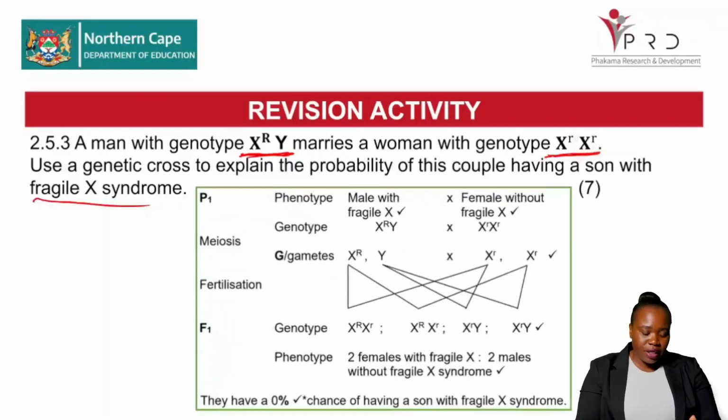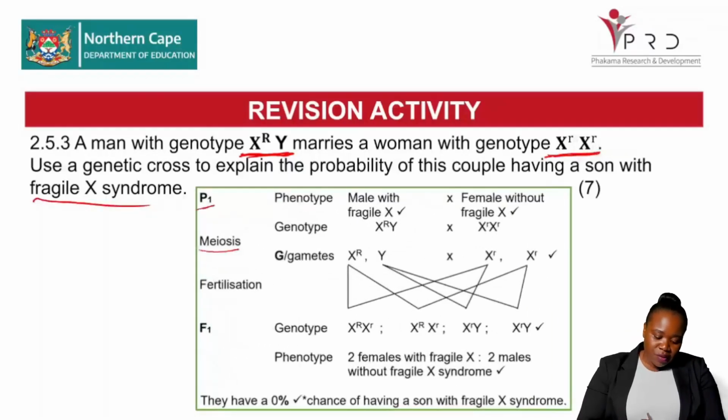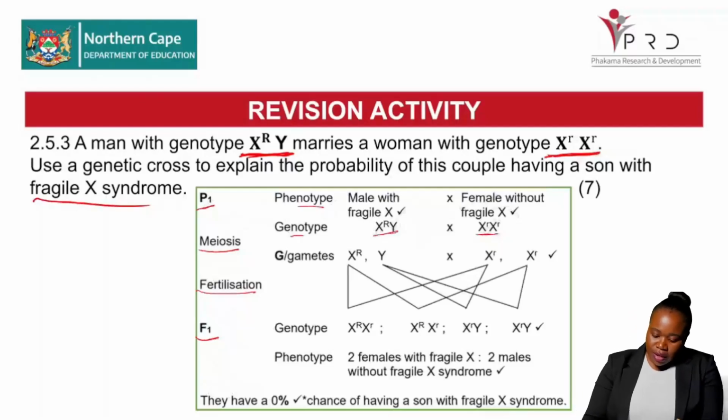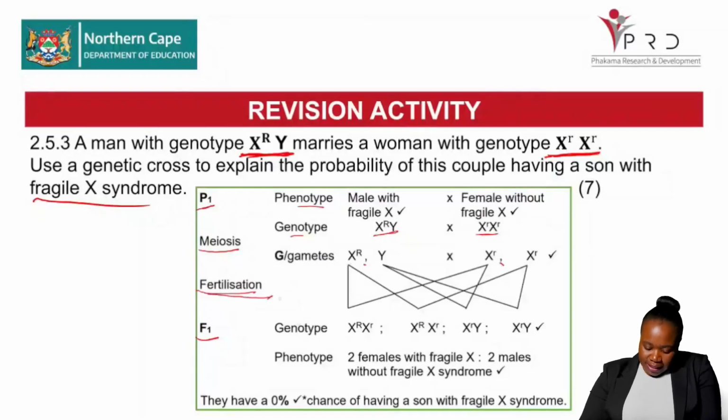Remember, correct format. You start with P1, meiosis, fertilization, F1, and then the phenotype of the P1, the genotype of the P1. Phenotype in words, genotype in letters, right? They said the female is homozygous recessive, the male is dominant, right? And then you're going to have your meiosis leading to the gametes, separate your gametes, right? And then do the cross, that's fertilization. You cross, you have your offspring, the genotypes of the F1, which are the offspring.